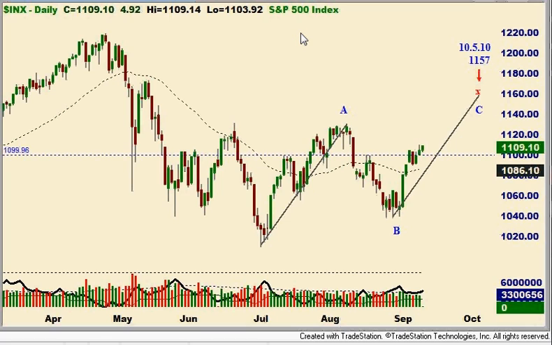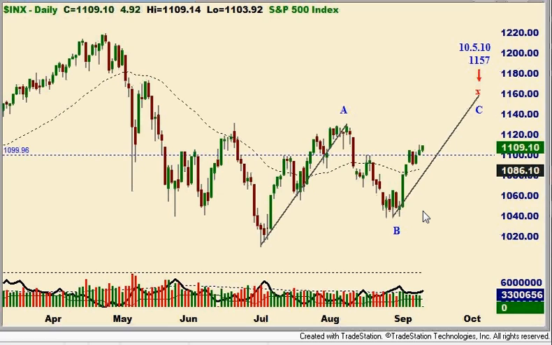I'm not going to get into the 87 situation too much right now because I do have a lot to cover. Also, what will break this count is a drop below the B wave here. That price is around 1039 basis the S&P, and basis the Dow, a drop below 9937 negates this count and breaks this scenario.